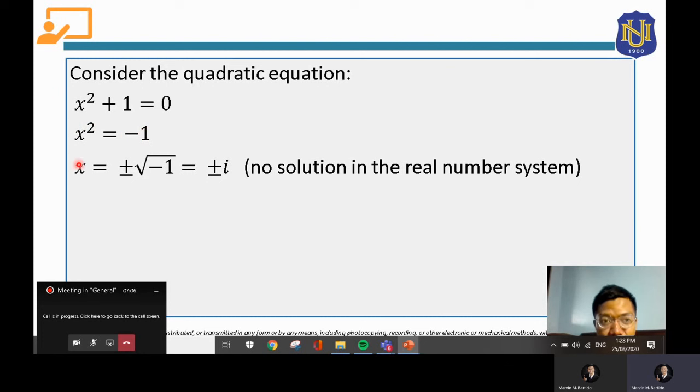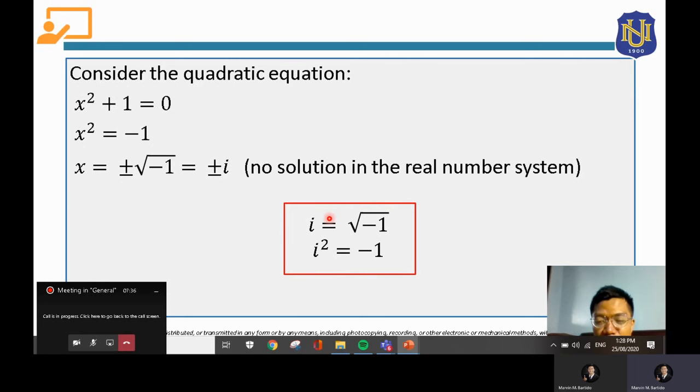It doesn't exist. So our x, which is equal to positive or negative square root of negative 1, we can say that is i. So square root of negative 1 is equal to i. There's no solution in the real number system for this number. So this is the imaginary number. It is important to take note of these values: i is equal to square root of negative 1. If you square that, i squared is equal to negative 1. You have to memorize this, because we're going to use it in the succeeding topics.